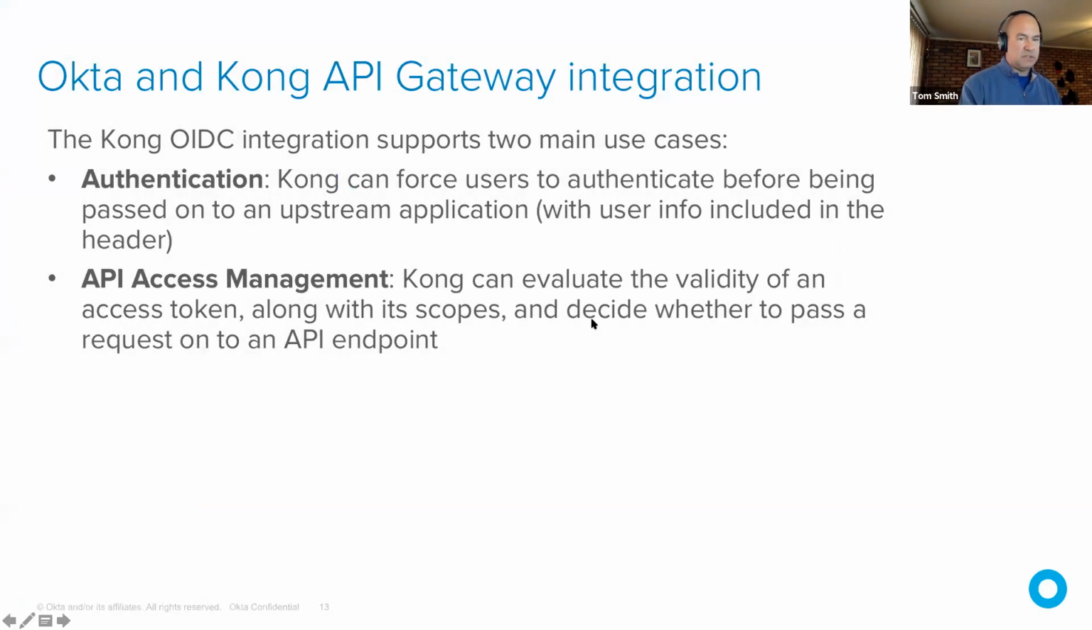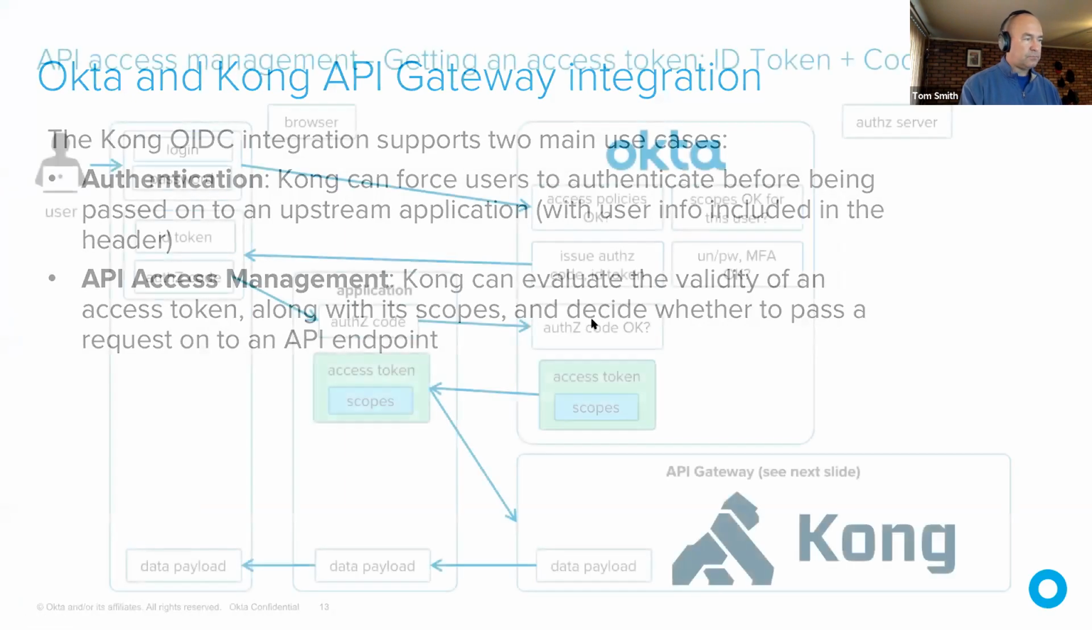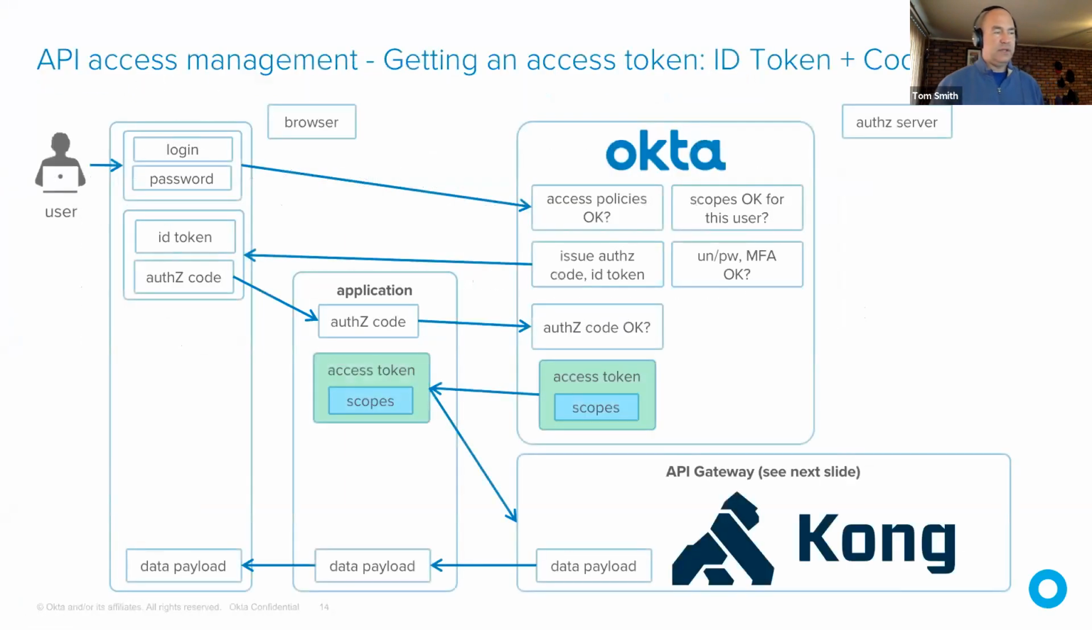API access management is a little bit different. And again, that's what I'll be going into a little bit more depth today. So the way that flow works is that in this case, unlike the one that I just showed you, the application is sitting outside of Kong. So again, in that previous example, Kong was in front of the application. In this case, the application is outside of Kong. The user is going to authenticate against Okta. Okta is going to apply all of the access policies, MFA, make sure the username and password is correct, of course.